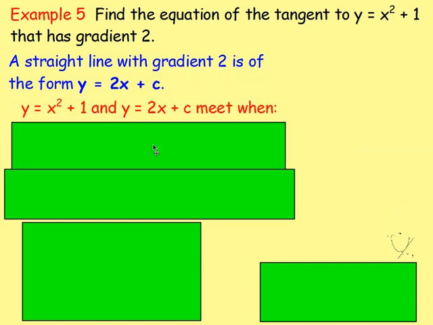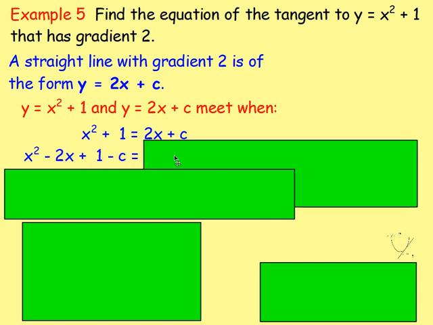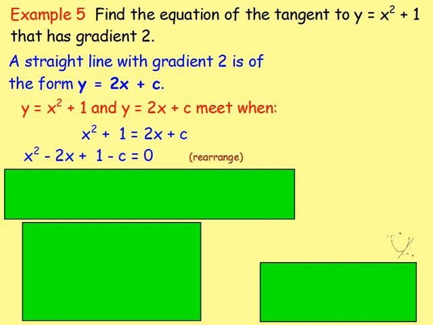From there, you know that y equals x squared plus 1 and y equals 2x plus c meet when one equation is substituted into the other. Because they're both equal to y, they're equal to each other. So you can say that x squared plus 1 equals 2x plus c. Subtract 2x from both sides, subtract c from both sides, and you end up with x squared minus 2x plus 1 minus c equals 0.